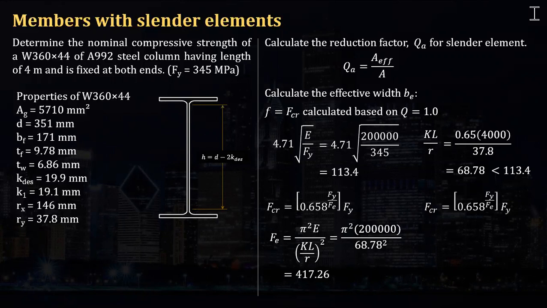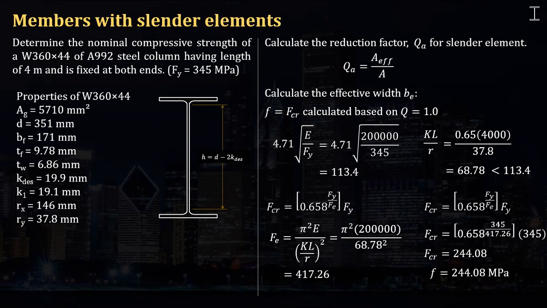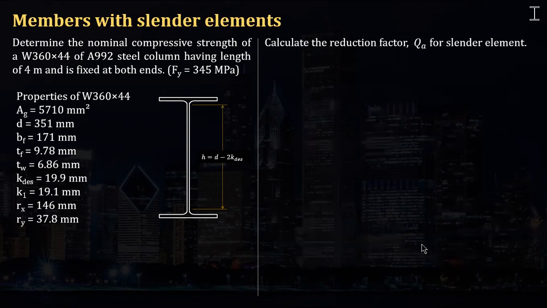417.26 megapascal. So using that, FCR is 0.658 raised to 345 over 417.26 times 345. And evaluating that, we can get 244.08 megapascal. And that should be the F that we're going to use in calculating for BE. Okay, that is not yet the actual flexural stress for that given column. So we're using that to get B sub E.